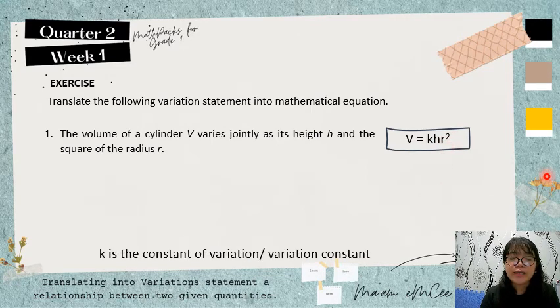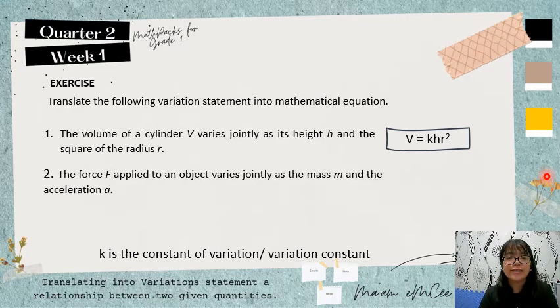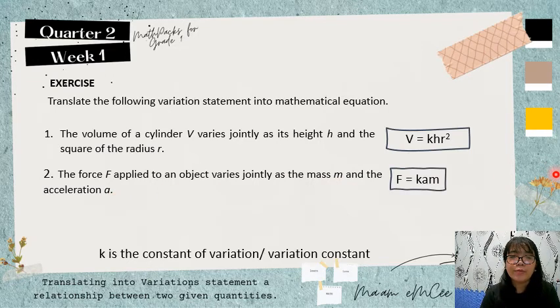So K again is the constant of variation or variation constant. Second, the force F applied to an object varies jointly as the mass m and the acceleration a. So again, F will be on the left side of the equation. On the right side will be our K, which is the constant of variation, and our m, which is the mass, and our a, which is the acceleration. So we say F is equal to K m a. Okay, so F is equal to K a m.